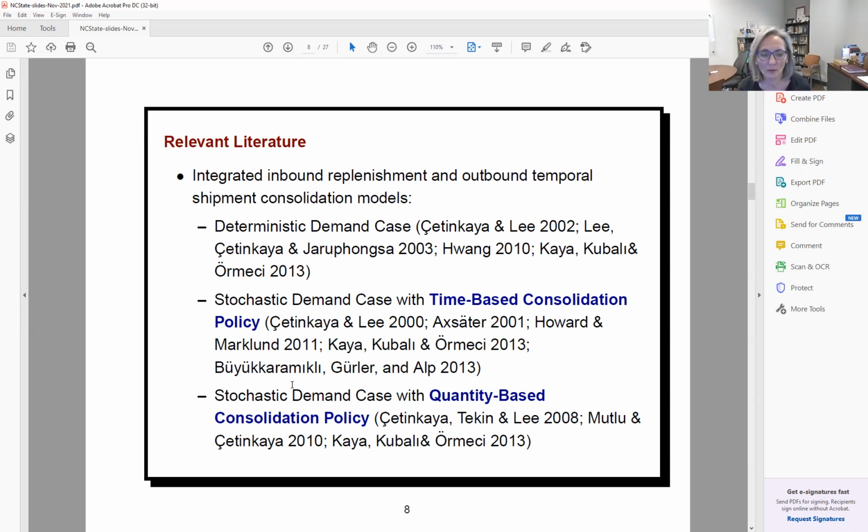And when you are studying a stochastic demand model, either with a time-based policy or quantity-based policy, you are restricting yourself to a class of policies. Therefore, you won't be able to characterize the exact optimal policy. And my presentation today is not going to make any one of these assumptions, and we are going to be interested in characterizing the inventory replenishment and shipment consolidation policy simultaneously.